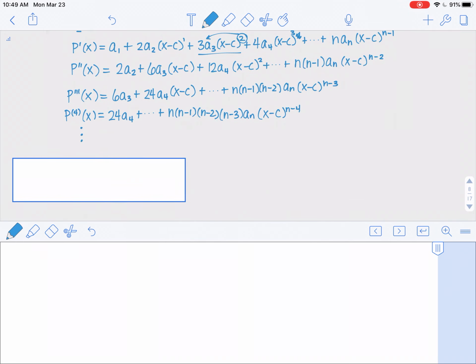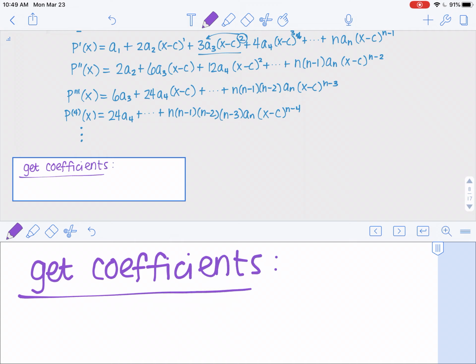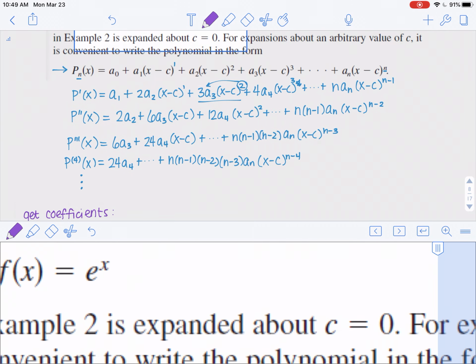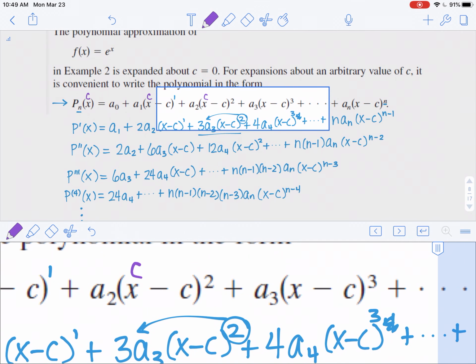I want to start talking about how to get the actual coefficients. So how do I get the coefficients that I need to make this match? Like, how do they know how to figure out what they should be for that e to the x curve? One thing I can do is plug in the c value for the center. So if I go back up here, and instead of x, I put a c, that means replacing all of these with c's.